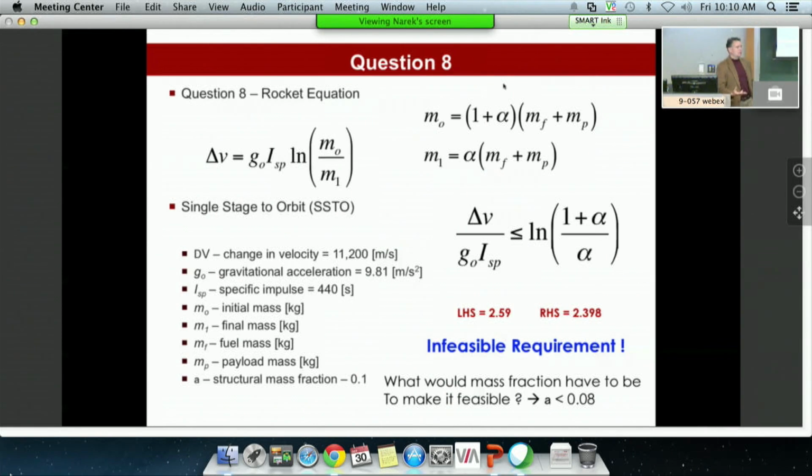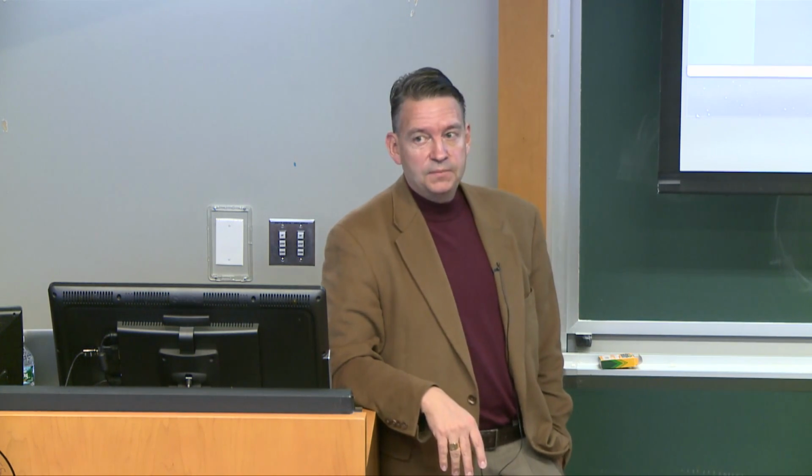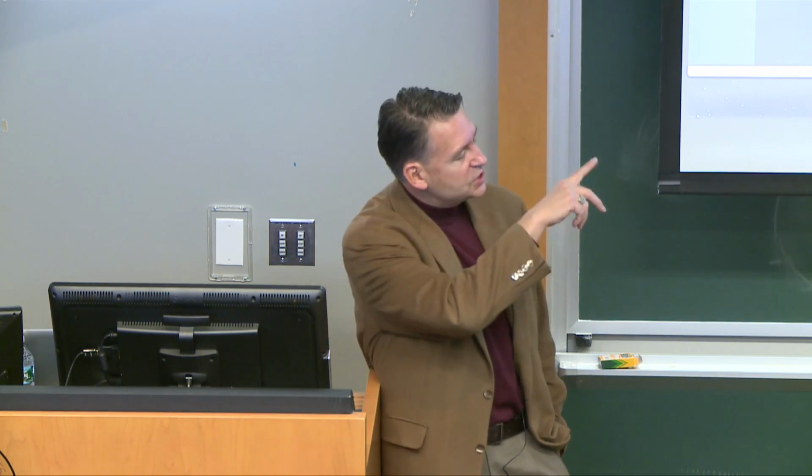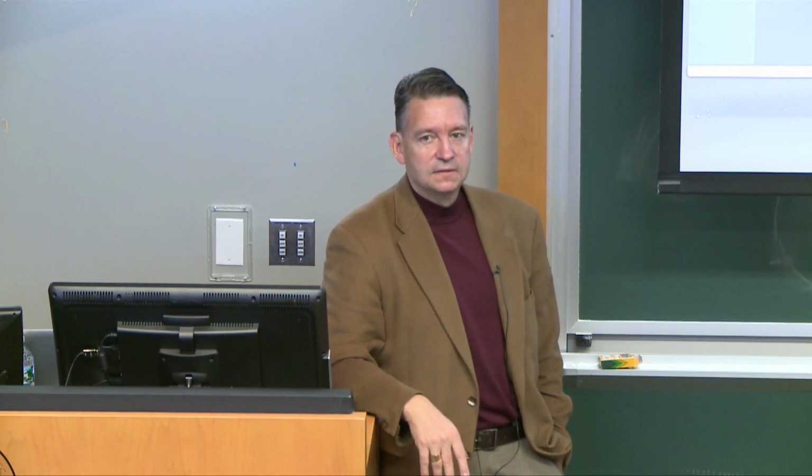So you could then ask, well, what would we have to do to make it feasible? Some of you said, well, maybe we can achieve less delta V, or we need even better propulsion, higher Isp, or which is maybe a little bit more straightforward, what would be the mass fraction, the alpha, that you would have to achieve to make this work? And the answer is somewhere around 8%. Depending on which definition of mass fraction you used, it's 7 to 8%.